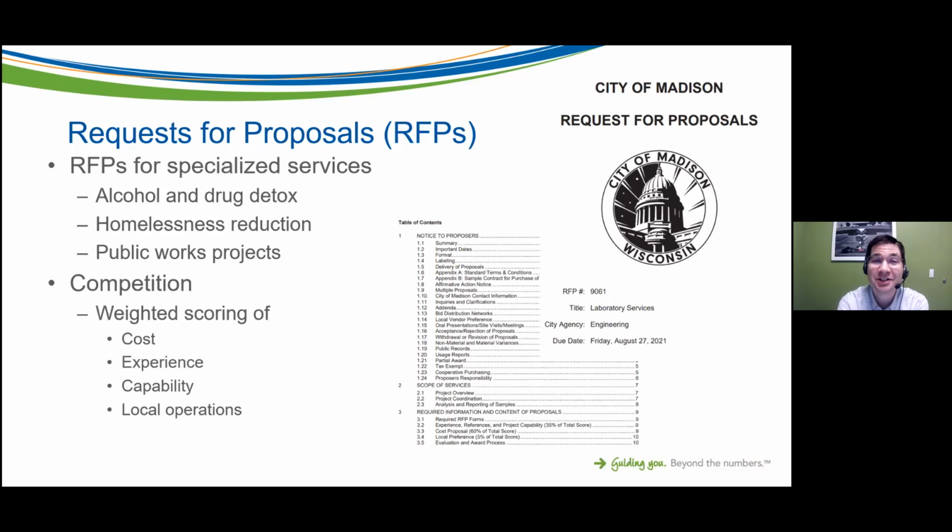It's also a competition. You're competing with other nonprofits out there. Often you'll have a scoring system. The requester will look at the cost. Got to keep it within the budget, but they'll also see what you've done in the past with experience. How much experience have you had running these programs? Are you capable of handling the amount of people that they want to serve?